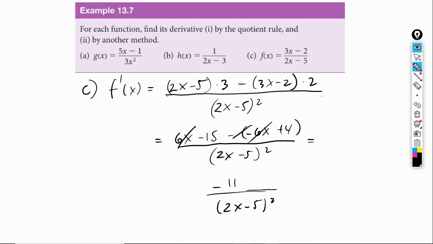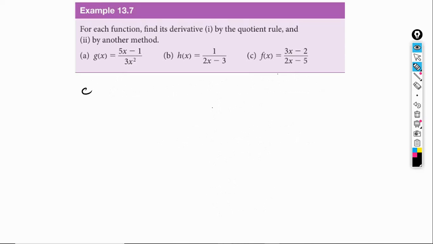Okay, so we're going to use another method for part C. And to do that, we have to rewrite f of x as a multiplication. We can say that f of x is equal to 3x minus 2 times 2x minus 5 to the negative 1. Now notice that here we can use the product rule.